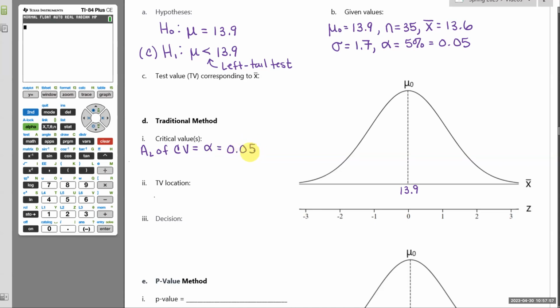So that's 0.05. So to find that z-score, our critical value, because we know the area left of it, we can just go directly to inverse norm and inverse norm that value of alpha. All right, so let's take care of that. We'll inverse norm 0.05. And that comes out to be, so this is the one that has the rounding discrepancy. If we were doing 2 places, it looks like negative 1.64, rounding correctly.